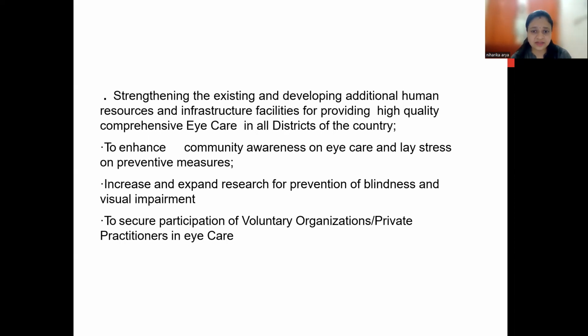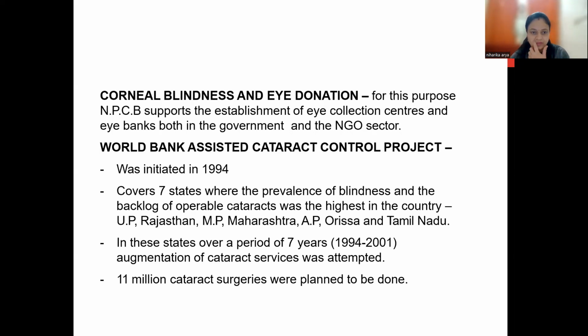So this also includes developing the additional human resources and the infrastructure facility for providing high quality comprehensive eye care at the district level. And also to enhance the community awareness on eye care, increase and expand research for prevention of blindness, and also most important is to gain more participation of the voluntary organizations or the private practitioners in eye care. So these are some of the goals of NPCP.